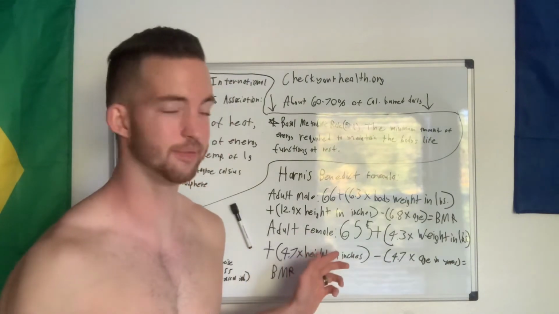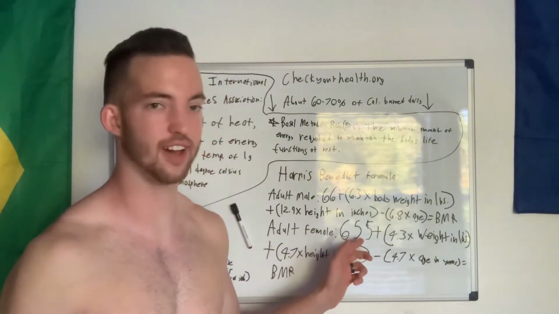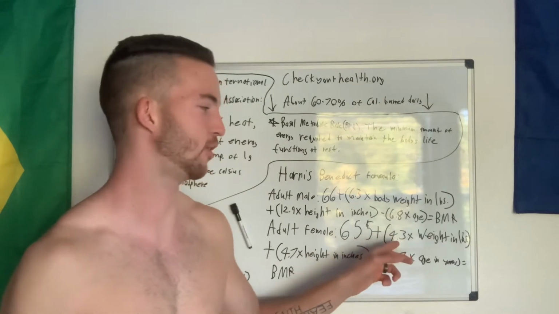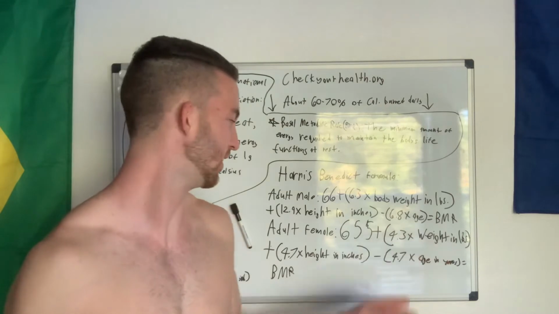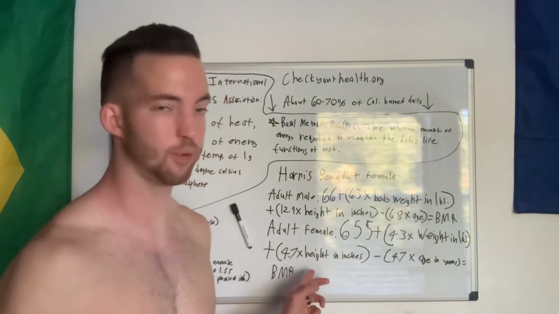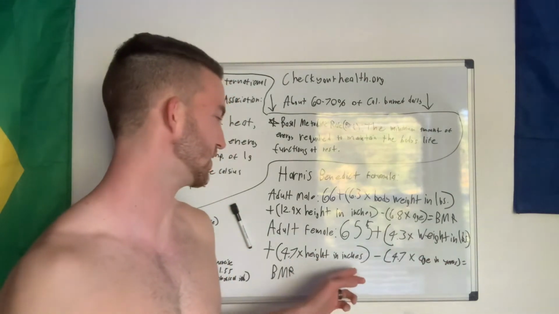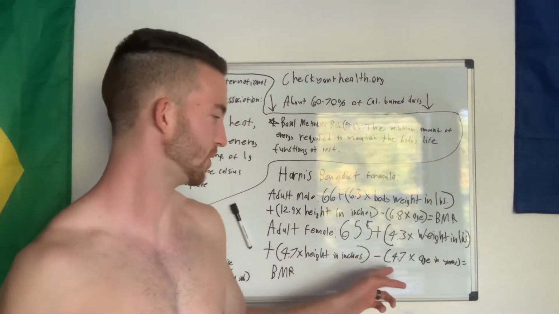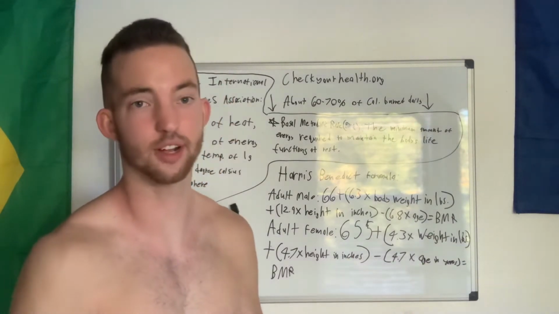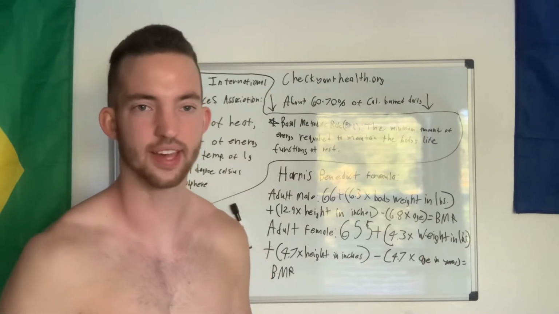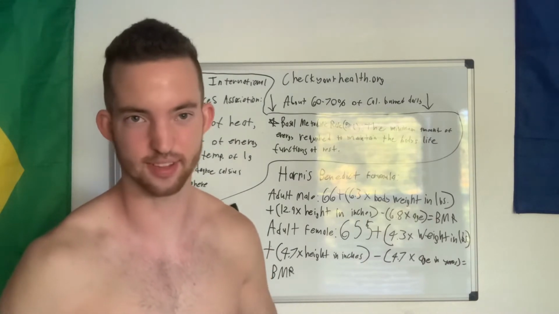For an adult female, we're going to do 655 plus, in parentheses, 4.3 times the weight in pounds, plus 4.7 times the height in inches, subtracted by 4.7 times the age in years equals our basal metabolic rate, or BMR, for an adult woman. Again guys, I'm going to do an example, I'm just giving you the basics here.